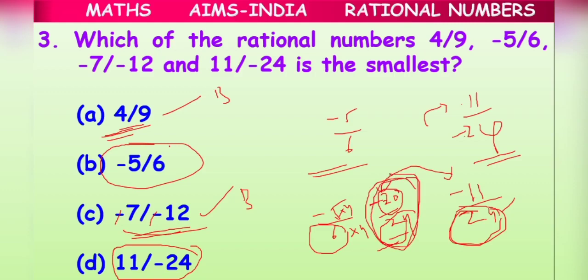But what is the original rational number? The original rational number is minus 5 by 6. So which one is smallest, children? Minus 5 by 6 is the smallest one. Okay.